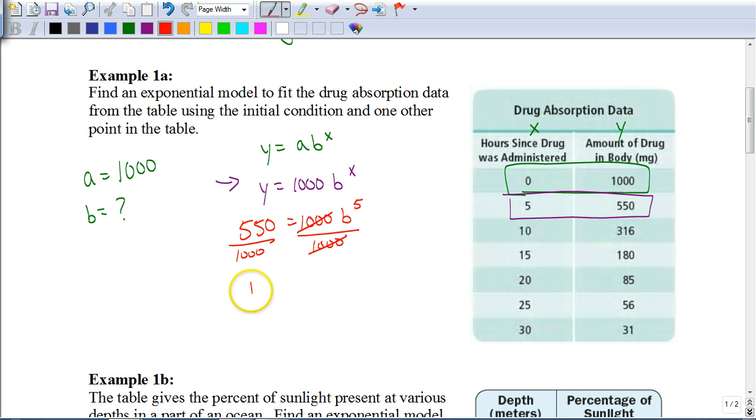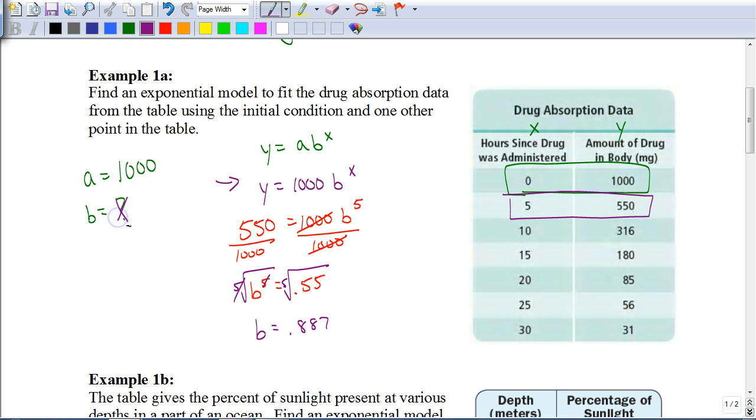Well, when I do that, I'm going to write it like this. I'd have b to the 5th equals 550 divided by 1,000, which is 0.55. And we learned back in chapter 8, or chapter 7, I can't remember which one now, that to solve this for b, we would take the 5th root of both sides. So the 5th root and the 5th power undo each other, so I'm left with the 5th root of 0.55. When you do that in your calculator, you get approximately 0.887. So that's my value for b.